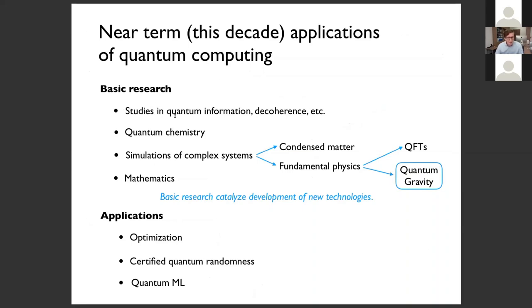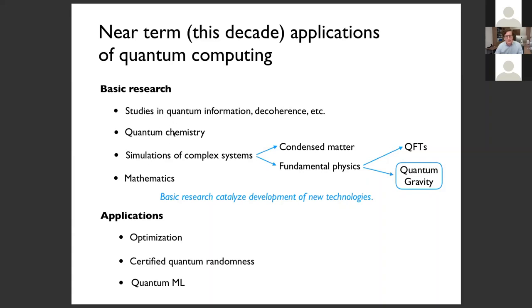So let me briefly summarize some of them. The first thing is that quantum computing is nothing more than doing quantum information experimentally. This really gives us a tool to explore quantum information itself, the basic properties of quantum information, also decoherence, the interaction of the quantum state with an environment, etc. This is something we can already learn by playing with current quantum computers. Also, there is quantum chemistry, a domain in which I would say near-term quantum computers might be applied successfully.